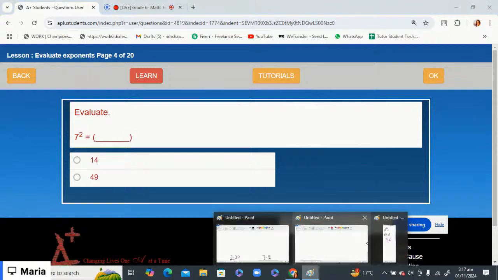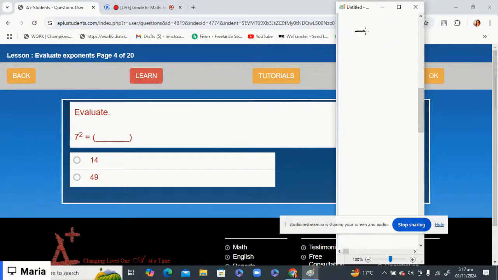Now here 7 power 2. So 7 multiplied with the 7. Most of the students repeat the mistake here. They are multiplying 7 with 2. No, this is not the right answer. We are multiplying 7 with the 7. The exponent shows how many times we are multiplying this number with itself. We are not multiplying this 7 with the 2. So this 7 is multiplied with this 7.